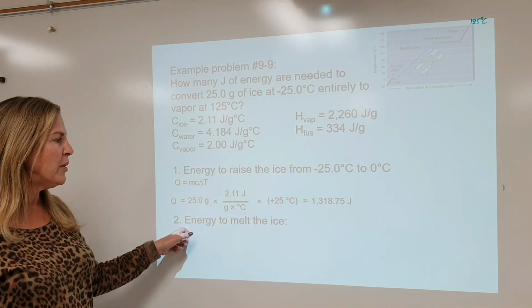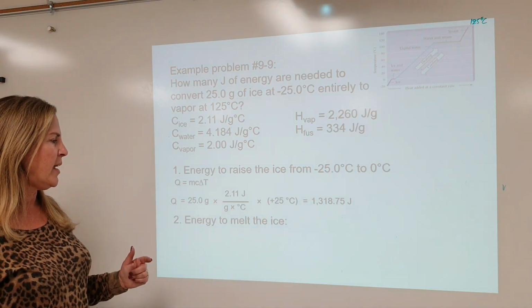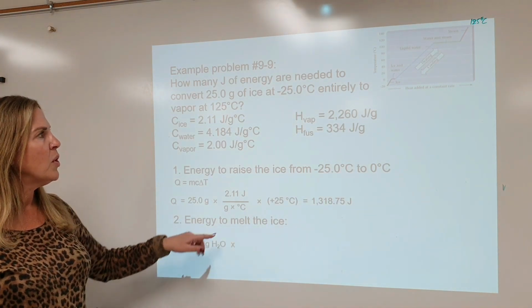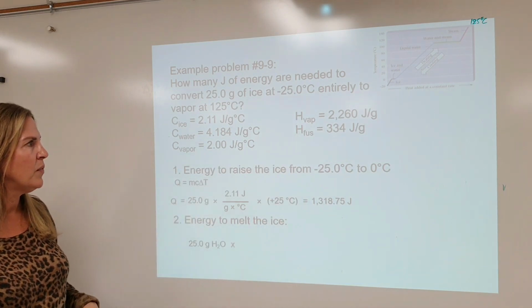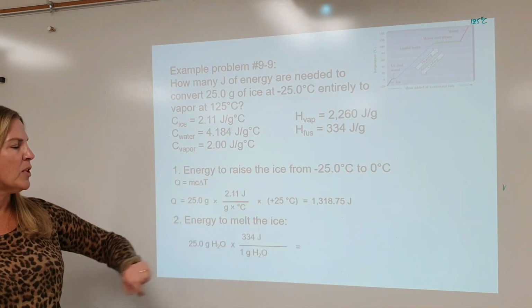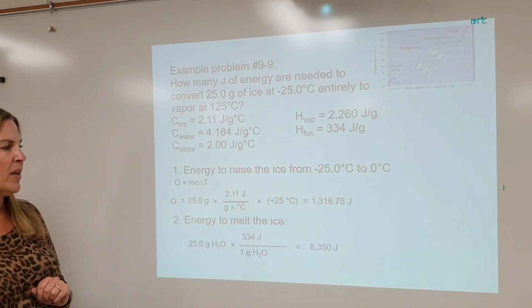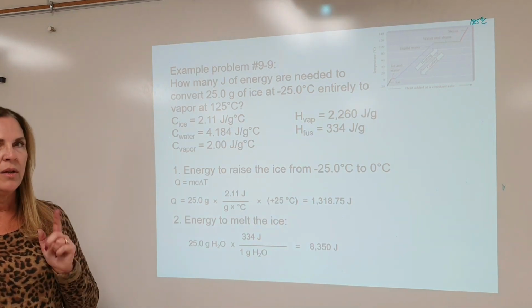All right, the energy to melt the ice, like we talked about, that's a phase change. So we have our 25 grams. We're going to use the heat of fusion, which is, for every 1 gram, there's 334 joules, and we have 8,350. No rounding.